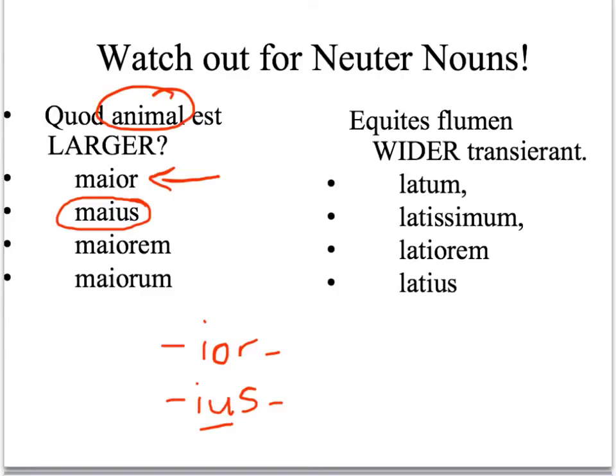Let's look at the next example. Equites flumen wider transierant. Which word here means wider? Well, we just got done talking about how ior is comparative, so that must be it. But flumen is a neuter noun, so we need to select latius.